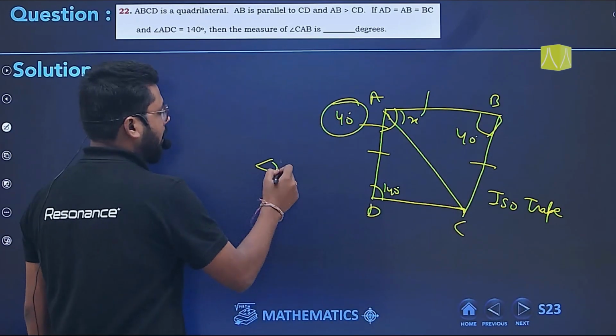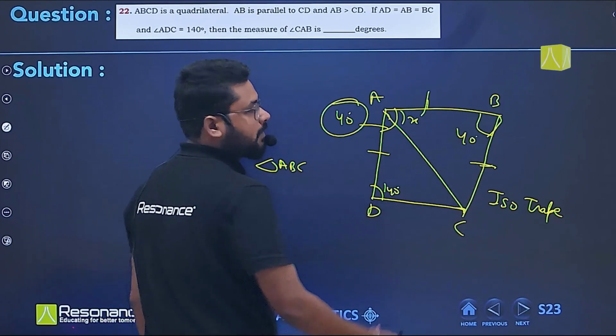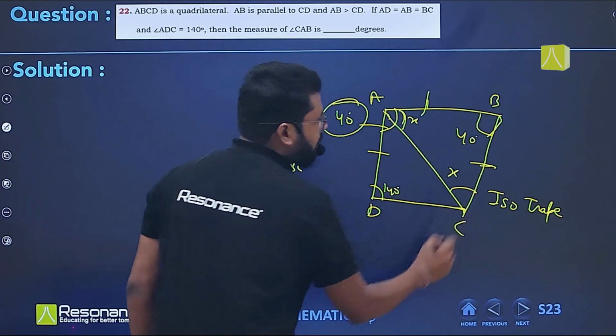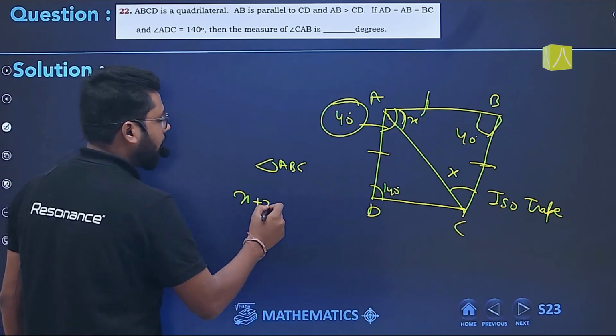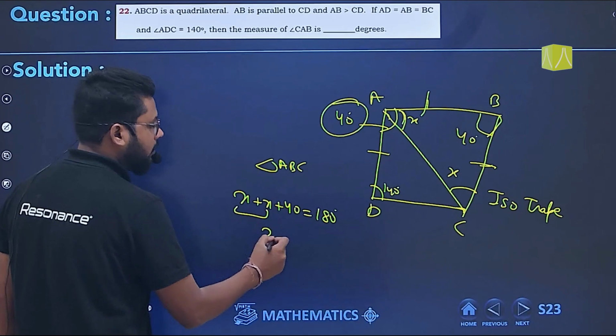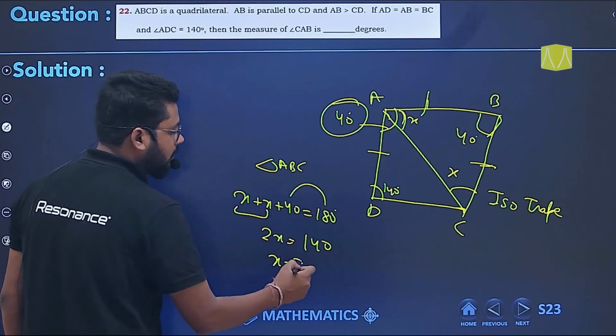Now in triangle ABC, AB equals BC. This means the opposite angles are also equal. If this is x, then this is also x, and the sum of all three should be 180. So x plus x is 2x plus 40 equals 180. Transposing 40 to the right side, 2x is 140, so x we get as 70 degrees.